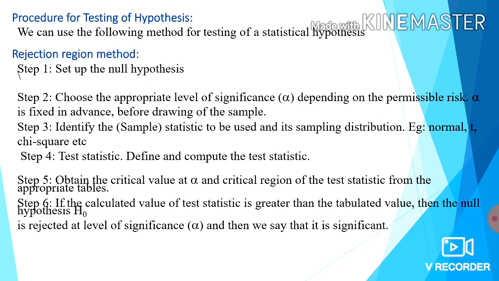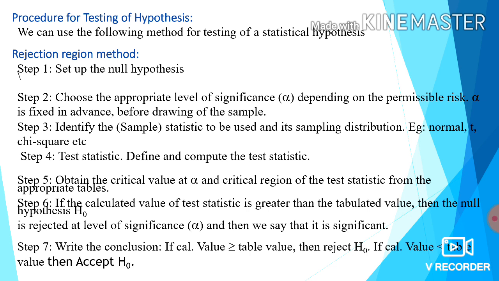If the calculated value of the test statistic is greater than the tabulated value, then we have to reject the hypothesis. If it is less than the table value, we have to accept the hypothesis. So here we have to remember the 5% and 1% significance levels we are using.